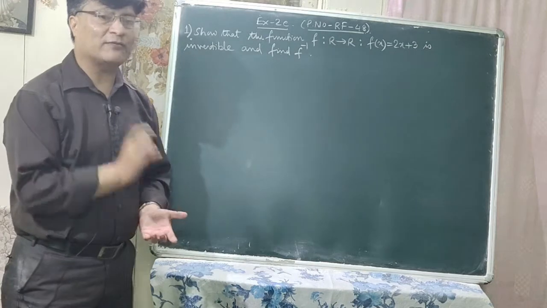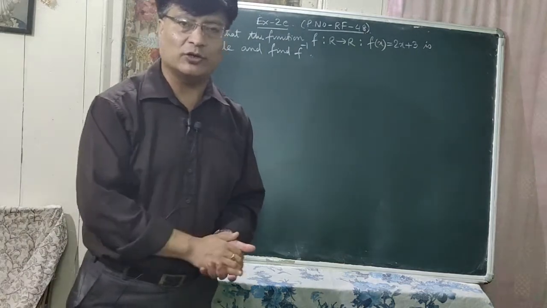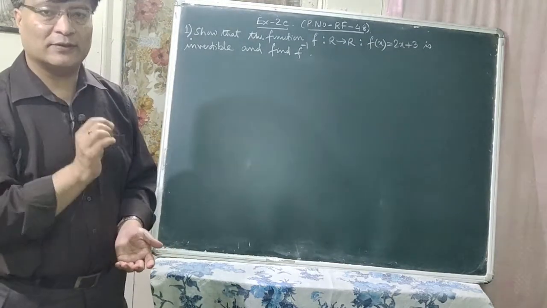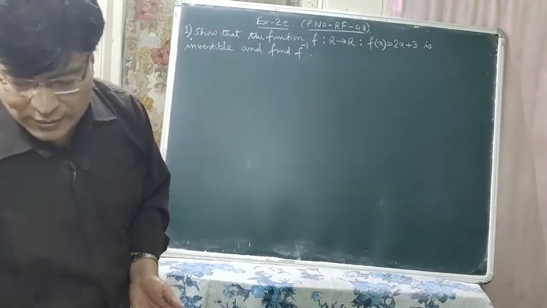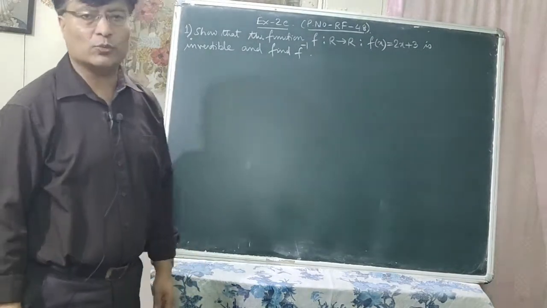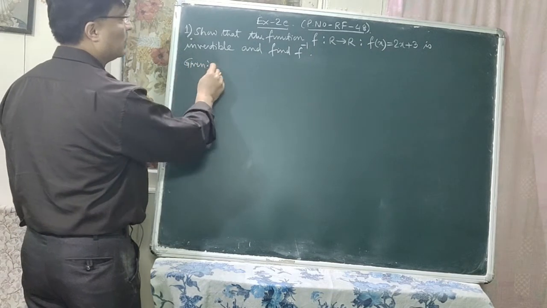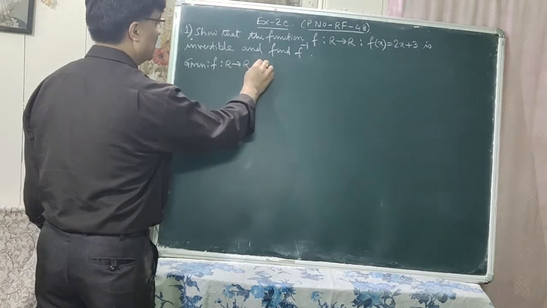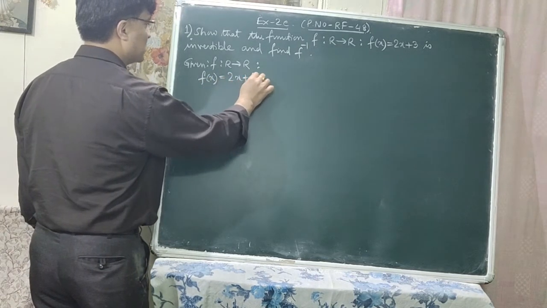So in order to show that the function is invertible, you have to show that it is 1-1 function. So we did the theorem, isn't it? If the function is 1-1 and onto, then the function is invertible. So let us show that this given function is 1-1 and onto, right? So let's first show that this function is 1-1. So here given function is f such that real to real number defined by f of x is equal to 2x plus 3.